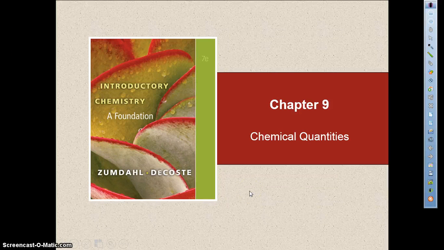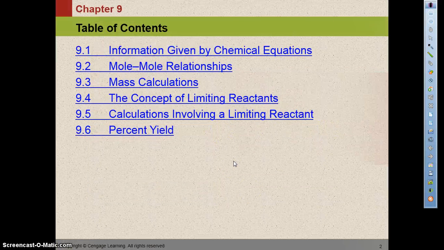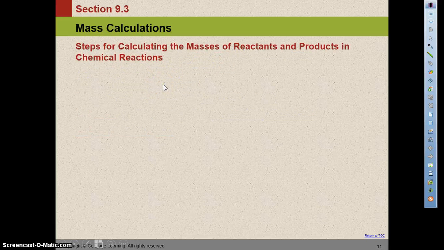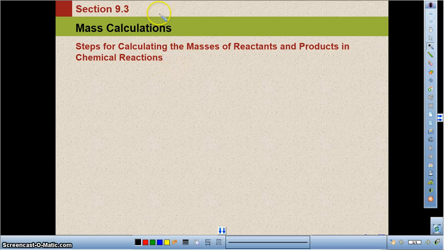Today in Chapter 9, we're going to go a step further in stoichiometry by looking at mass calculations in Section 9.3. All right, so one of the things that I want to have you write down and remember is our pathway again. So remember that if we are at grams and we want to go to moles, we go straight from grams to moles, and we use the molecular mass or the molar mass of the compound.